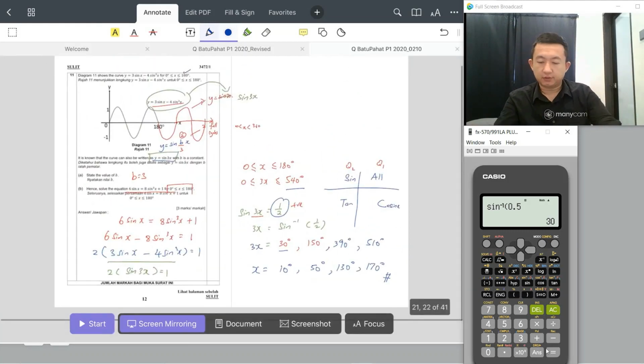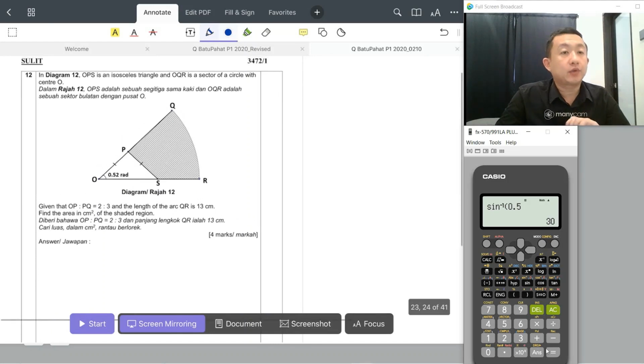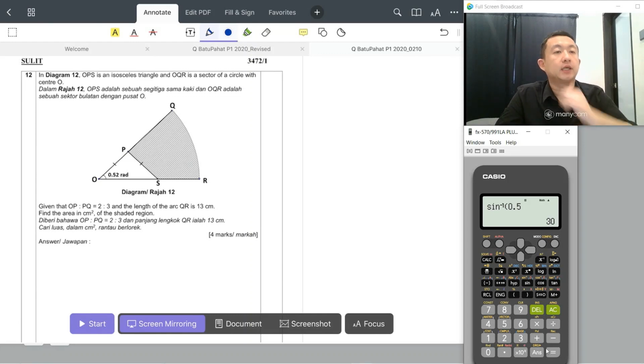Okay? Now we go to the next question. Number 12. Diagram 2, OPS is an isosceles triangle. OQR is a sector of a circle. OP to PQ is 2 to 3, that's the ratio, and the length of arc QR is 13 cm. Find the area of the shaded regions.